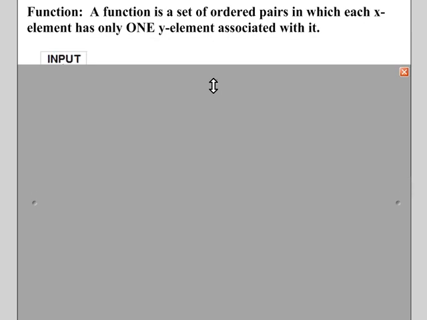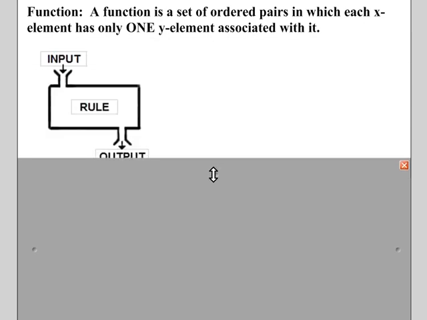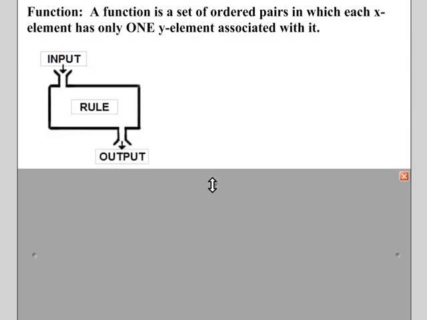Okay, so if you recall, a function is a set of ordered pairs in which each x element has only one y element associated with it. One way you could think of a function is as a machine where something is inputted and it goes through a rule and something is outputted.